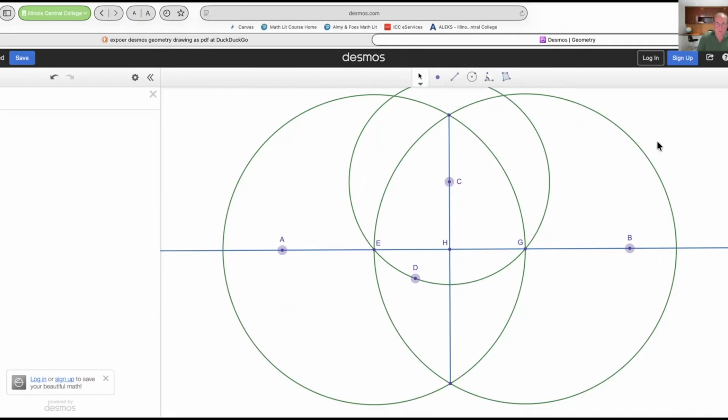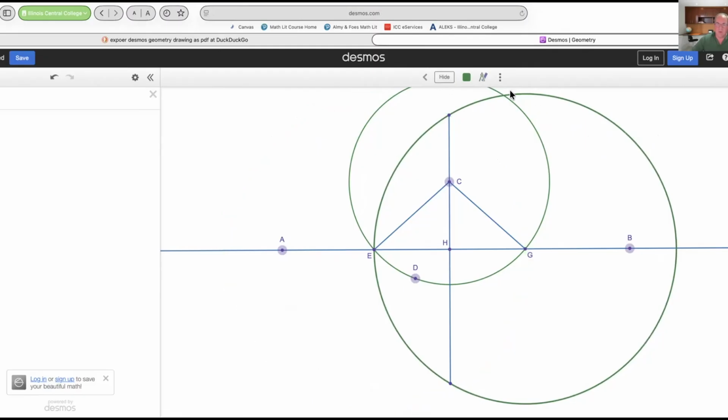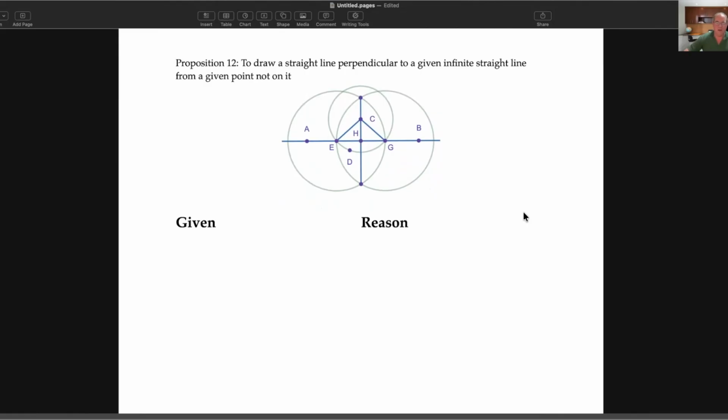And Euclid claims, and he ought to know, Euclid claims that CH is perpendicular to AB and goes through point C. Let's see what we've got. And let's complete some triangles here. Let's go CE and CG. And we've got a few things here that we don't really need, cluttering up our drawing. Okay, so we have our drawing.